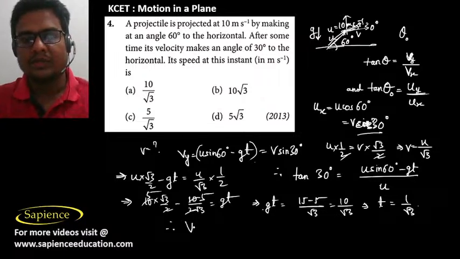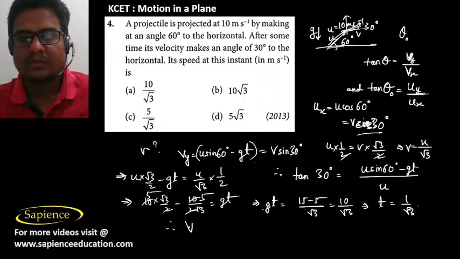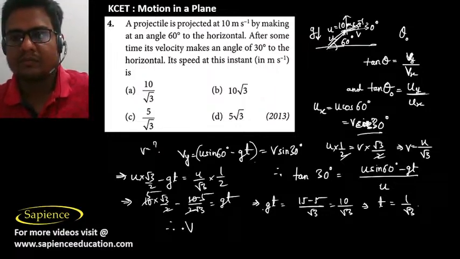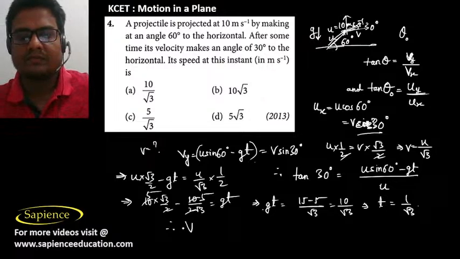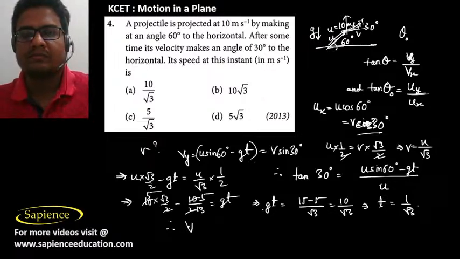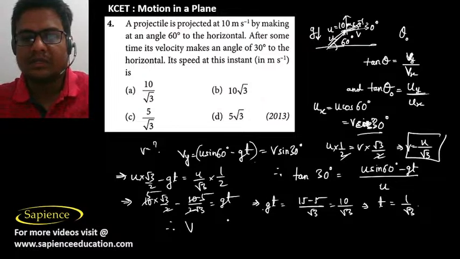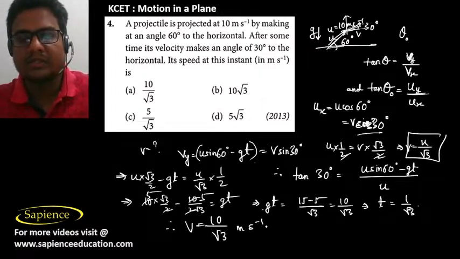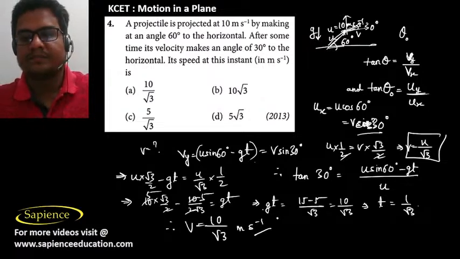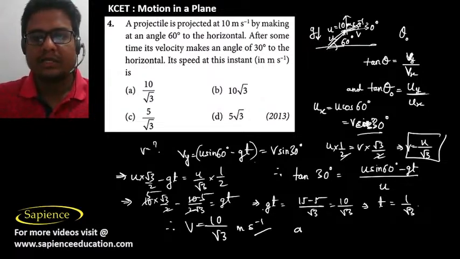So V is actually equal to U by root 3. So we can tell V is equal to 10 by root 3 meter per second. This is the answer. So option A is the correct answer.